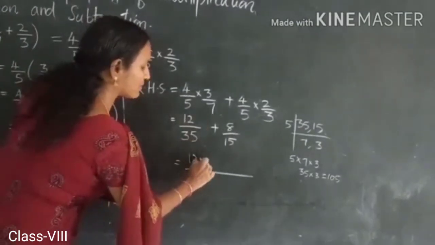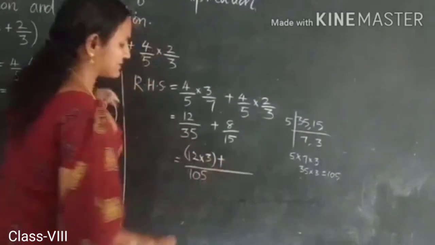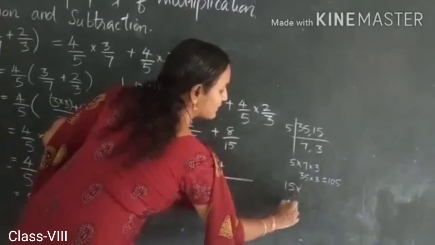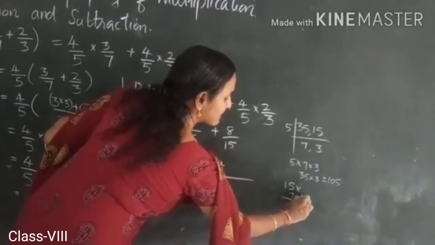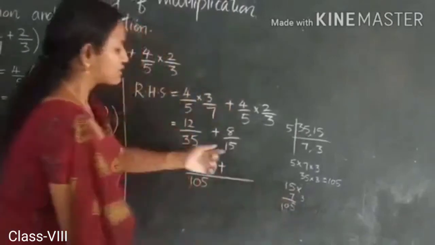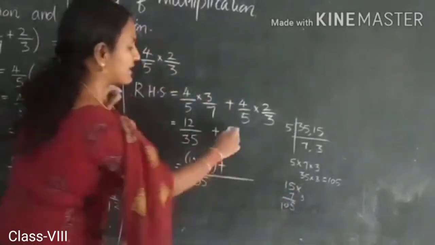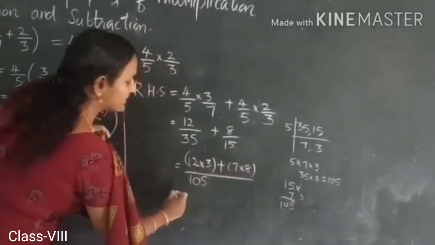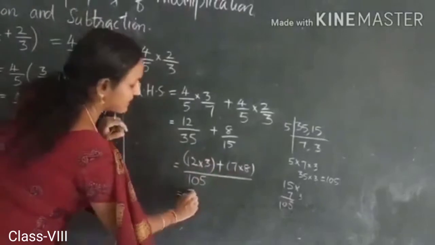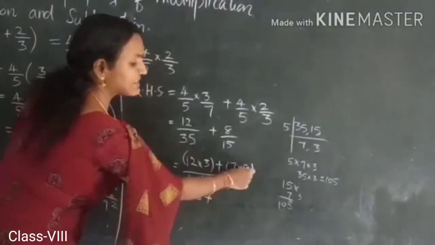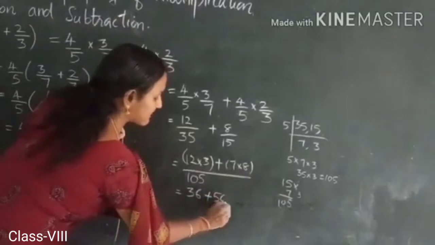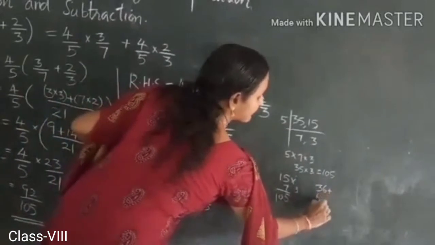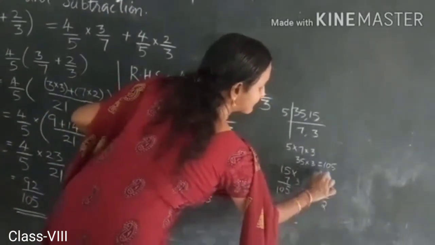So 12 into 3 plus how many 15s are in 105? 15 into 7 is 105. So 7 15s are 105. That's 7 into 8. 12 3s are 36 plus 7 8s are 56 by 105. 36 plus 56: 6 plus 6 is 12, carry 1.